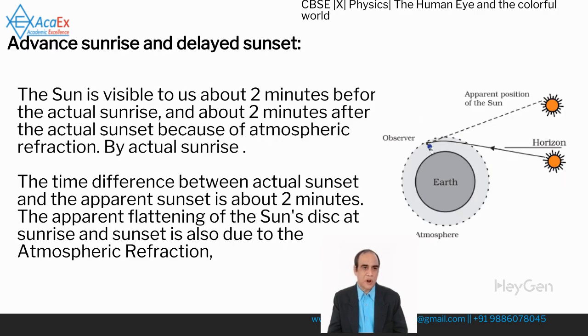Atmospheric refraction causes the sun to appear 2 minutes before actual sunrise and linger 2 minutes after sunset. This bending of light also flattens the sun's disk at these times. Understanding this phenomenon helps explain why the sun's position and shape differ from reality during these periods.